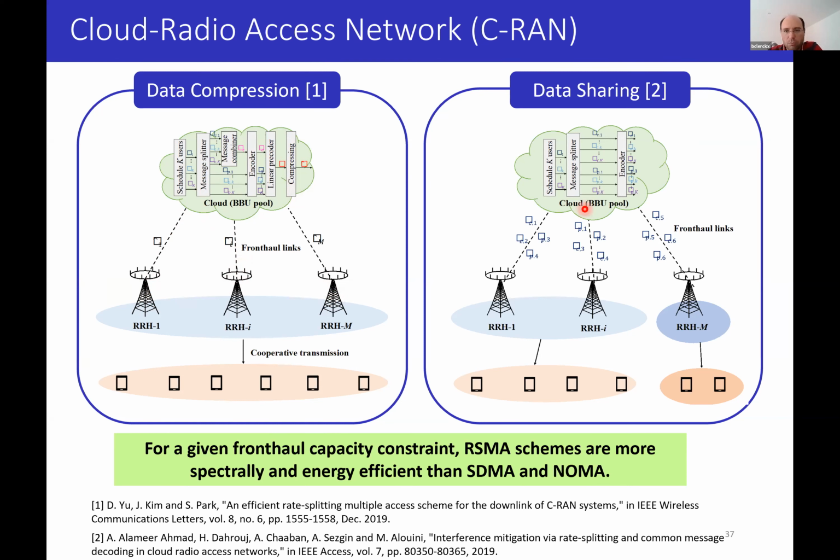Another architecture for CRAN, still based on RSMA, would be to split your messages, encode them, and then decide which common stream and which private streams would be transmitted to which RRH. So there you have a resource allocation problem: which common stream and which private stream you transmit on which fronthaul links. Bottom line, you can show that for a given fronthaul capacity constraint, for a given quality of those fronthaul links, RSMA will be more efficient in terms of spectral efficiency and energy efficiency than SDMA and NOMA.